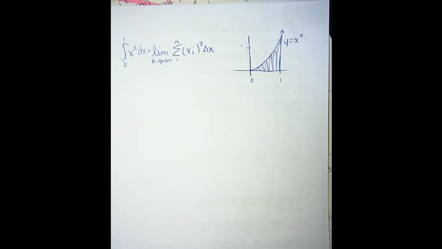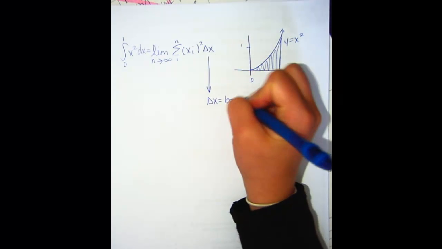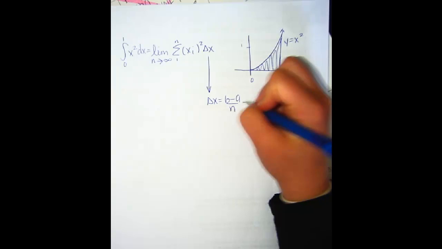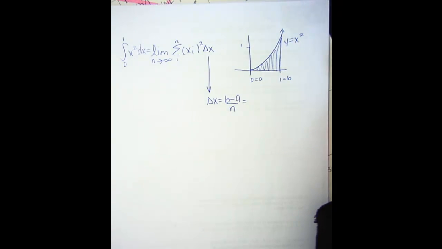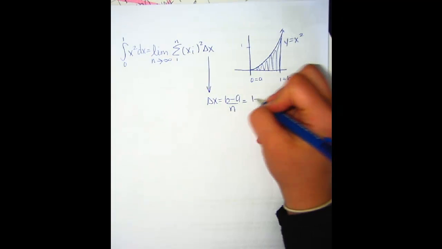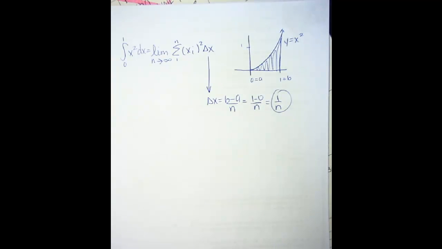So let's go look at our formulas that we have in the front and figure that out. So delta x is actually equal to b minus a over n. So we're going to do that. b is 1 and a is 0, because you're starting from 0 and going to 1. So it'll be 1 minus 0 over n, 1 over n. Okay, that's delta x.